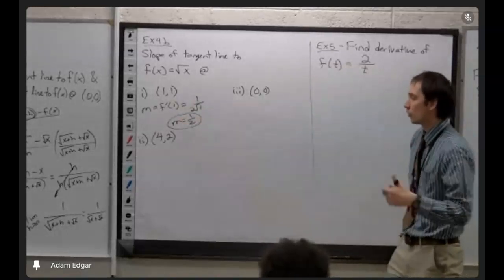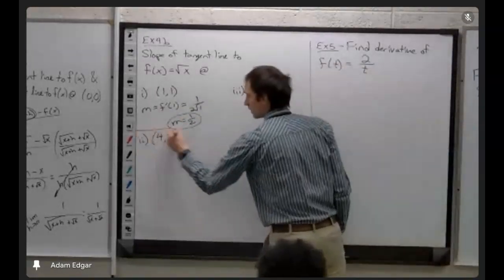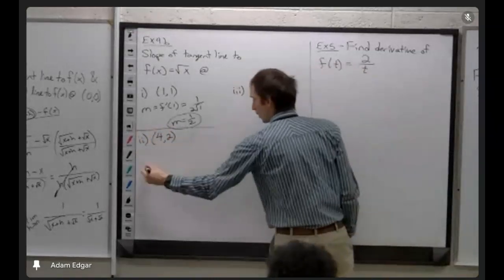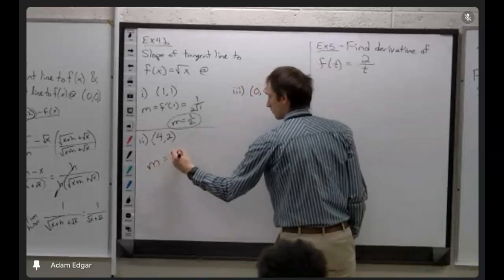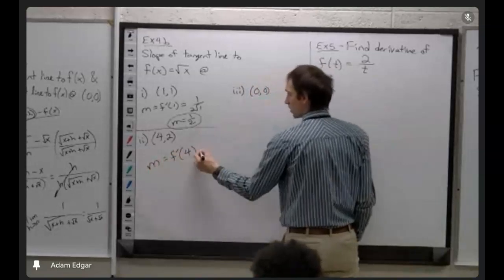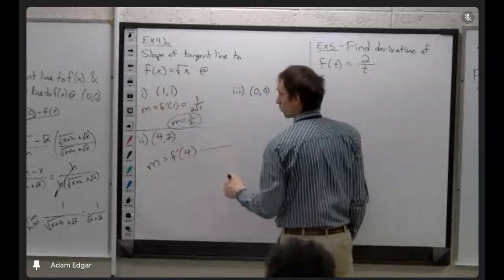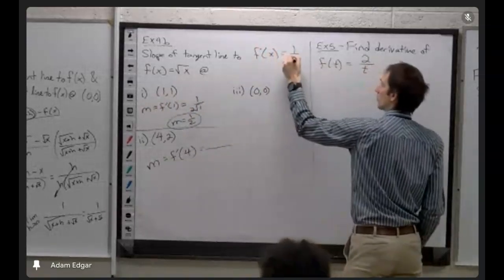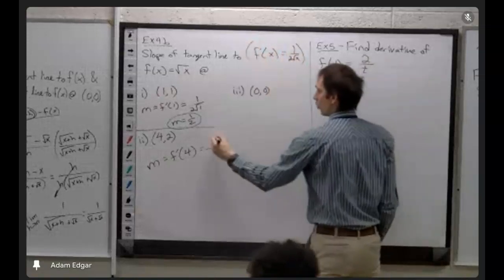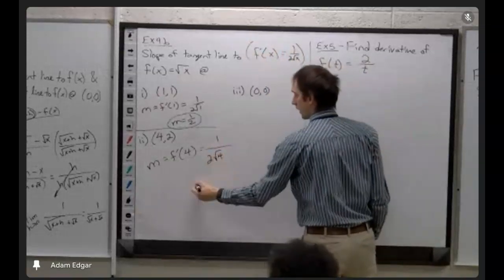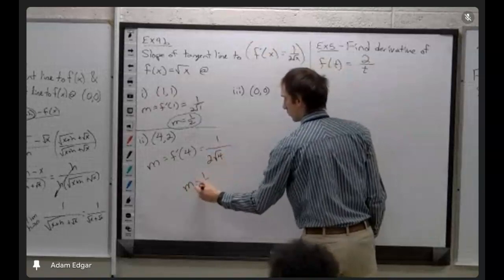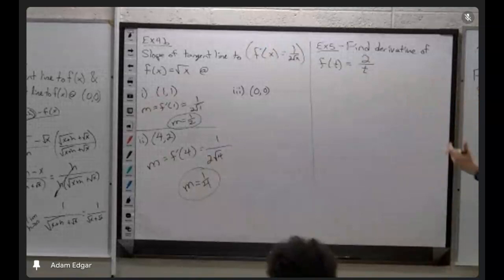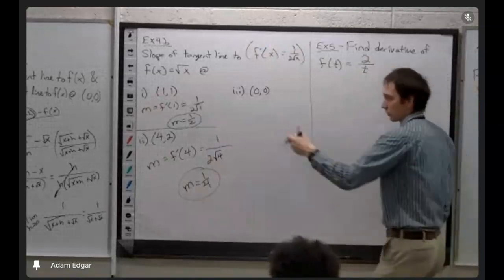Or if we wanted the slope of the line tangent to the curve at 4 comma 2, now what do we plug into the derivative? 4. So we're going to do f prime of 4. So write down the derivative equation here, 1 over 2 root x. So 1 over 2 root 4. And what's that going to be? 1/4. And then again, you have the equation for that tangent line if you wanted to write it, because you have a slope and a point now.